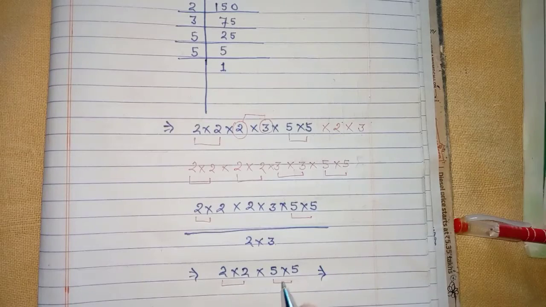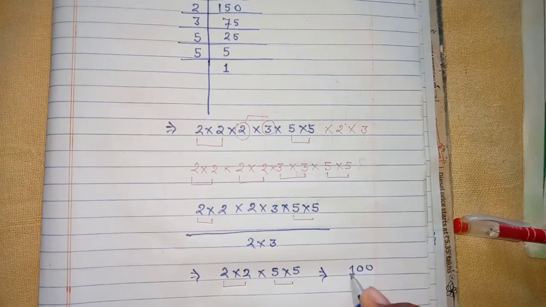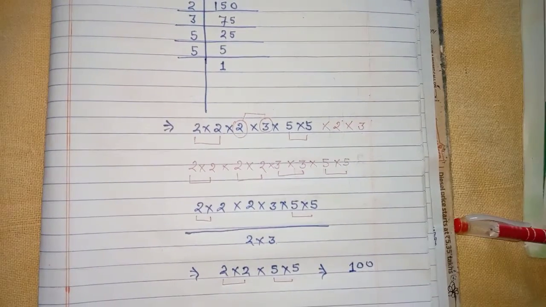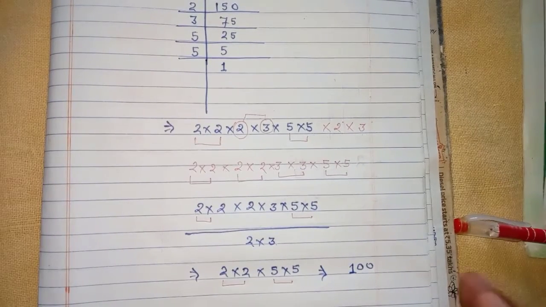So what is the result of multiplication? You can see 2 2s are 4, 4 5s are 20, 25 20s are 100. 100 is a square number. By dividing or multiplying the number which is unpaired, we can make a number perfect square number.